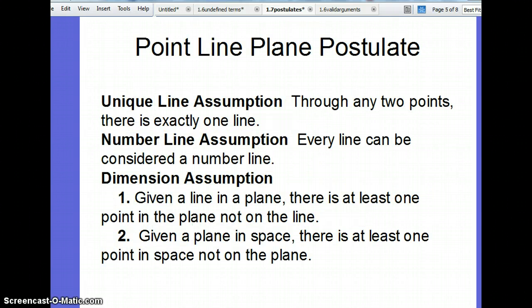Now, this is called the point line plane postulate. Remember, point, line and plane are three undefined terms. It's going to give us some assumptions to go with. You do not have to write down everything up here; you have to kind of make it make sense. The first is the unique line assumption: through any two points there is exactly one line.